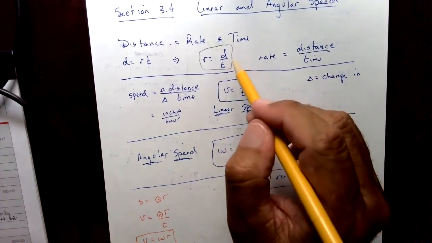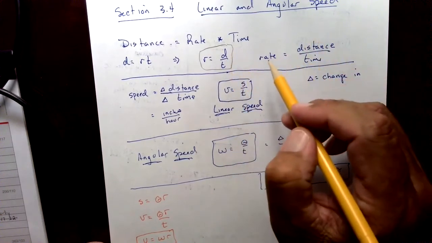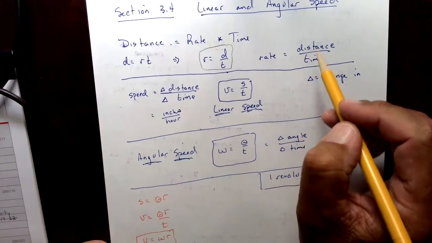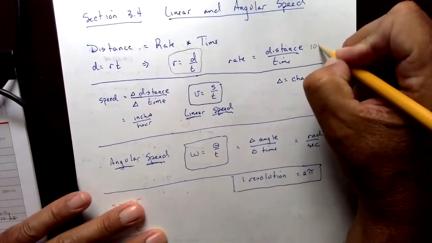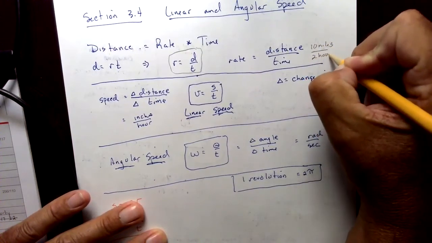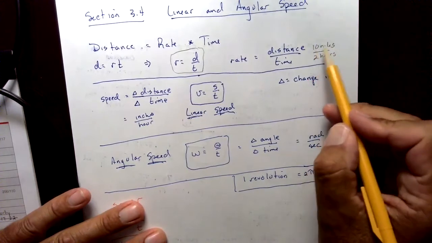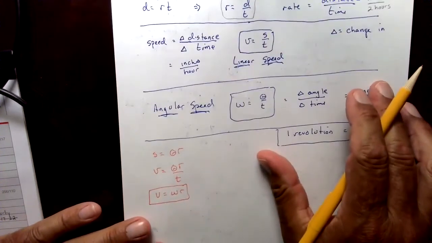One of the things that becomes important is the labeling. So what this comes out to again is rate equals distance divided by time. My example was 10 miles, 2 hours, comes out to be a rate of 5 miles per hour. Again, labeling is important.